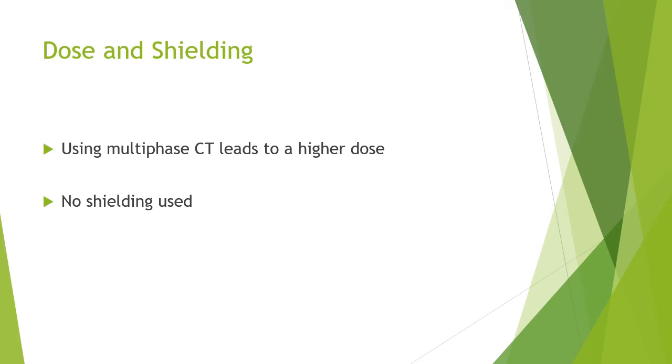As stated before, using multi-phase CT yields a higher dose for the patient. This is because multi-phase CTA looks at the vessels at multiple phases of blood flow, with a delay of several seconds in between phases. Even with a higher dose, the CT technologist elected not to use shielding over the patient's chest.